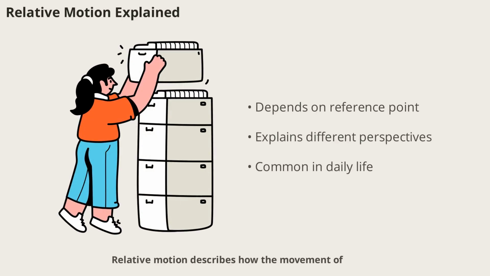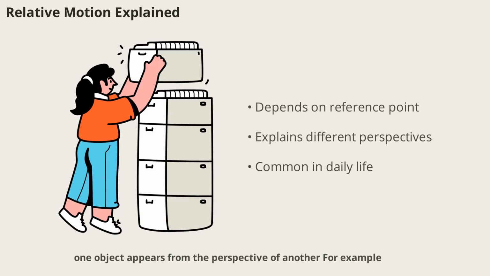Relative motion describes how the movement of one object appears from the perspective of another. For example, if you're sitting in a moving train and another train passes by, it may seem like the other train is moving faster or slower depending on your own speed. This concept is important because motion is always measured relative to a chosen reference point. Understanding relative motion helps us make sense of everyday experiences, like driving or walking in a crowd.